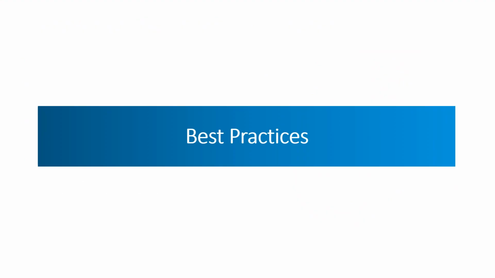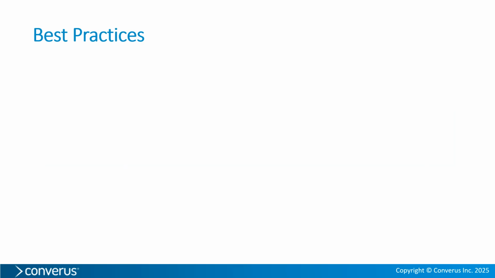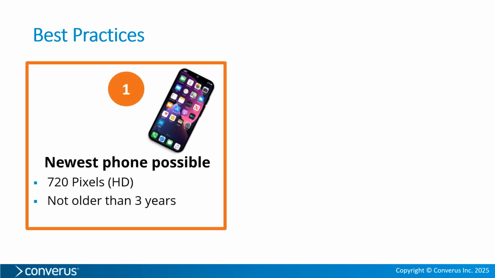Let's end with a few best practices. If issues occur during testing, there are some troubleshooting steps to follow to ensure high test quality and accuracy. The first best practice: is the phone quality good? Is the phone newer than 3 years? Is the camera resolution greater than 720 pixels?